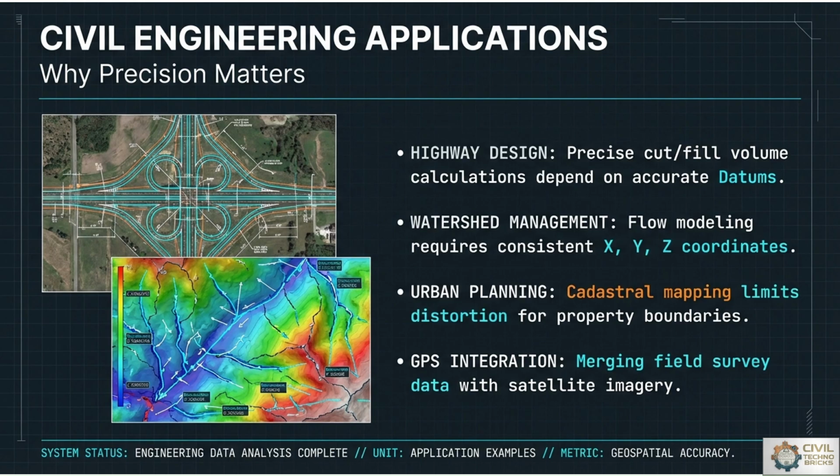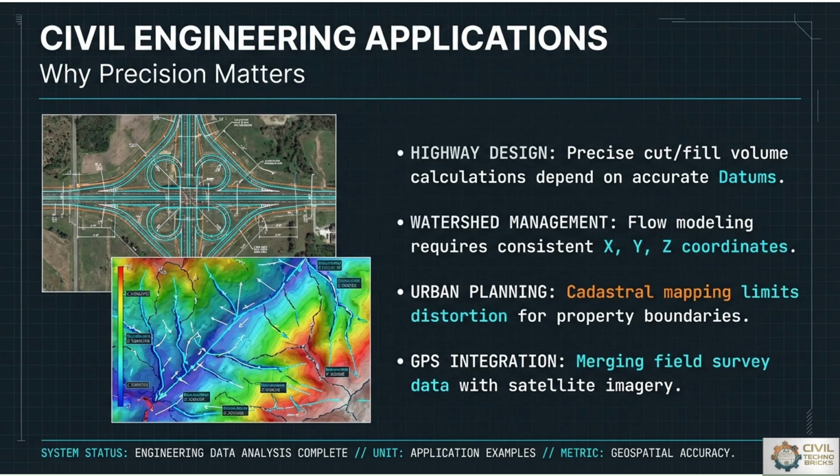Coordinate systems in civil engineering must be accurate. Accurate coordinate systems such as geographic coordinate system, projected coordinate system, and Universal Transverse Mercator are essential for converting real world locations into precise engineering data. With reference to highway design applications, cutting and filling calculations, or the volume of cutting and volume of filling calculations, alignment design, and infrastructure layout depend on accurate datums and projected coordinate systems to minimize positional errors.